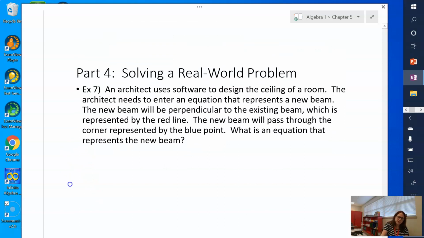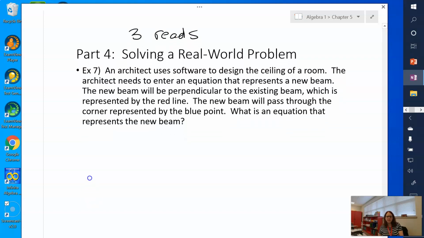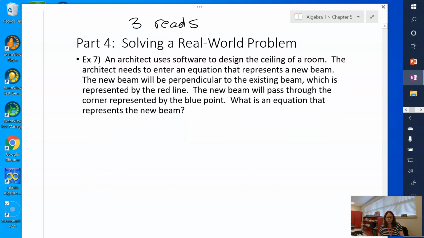Remember, do your 3 reads. So pause here and do your 3 reads. I'm going to be right back with you to solve this.